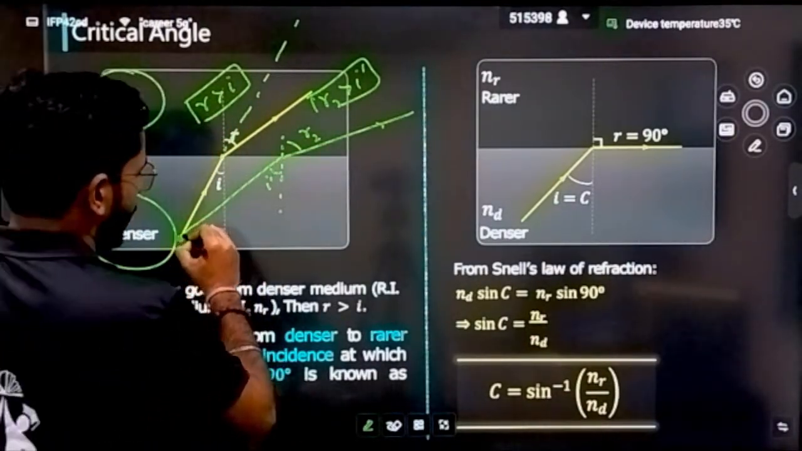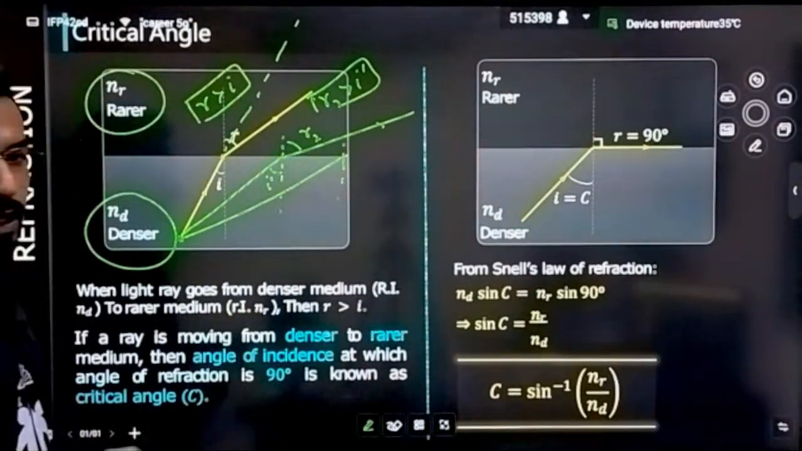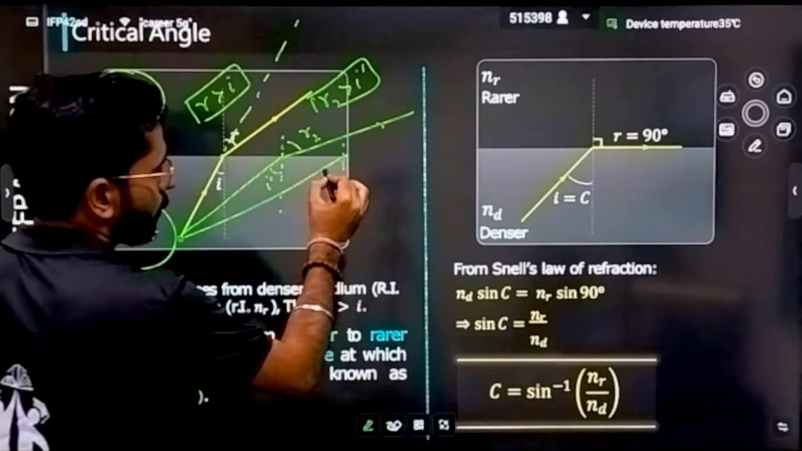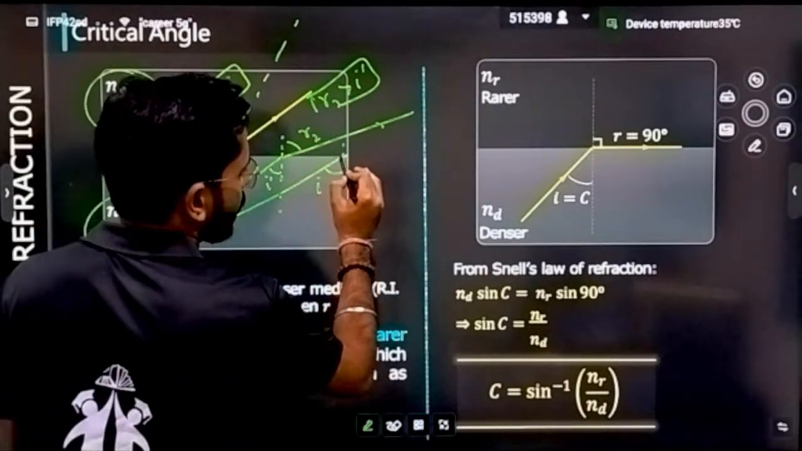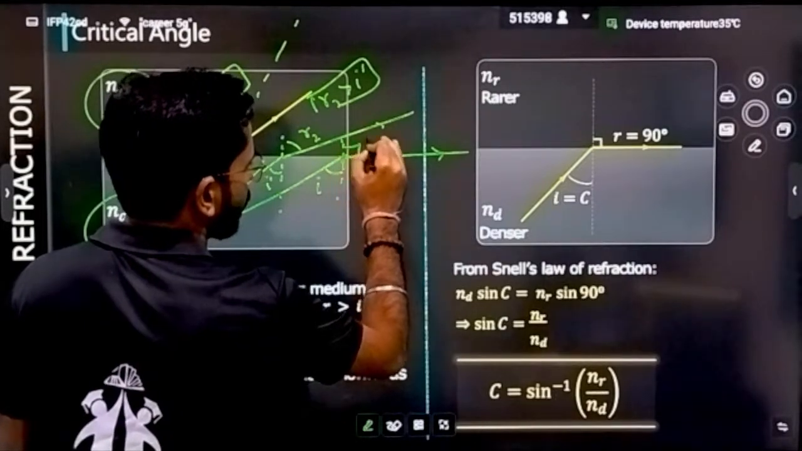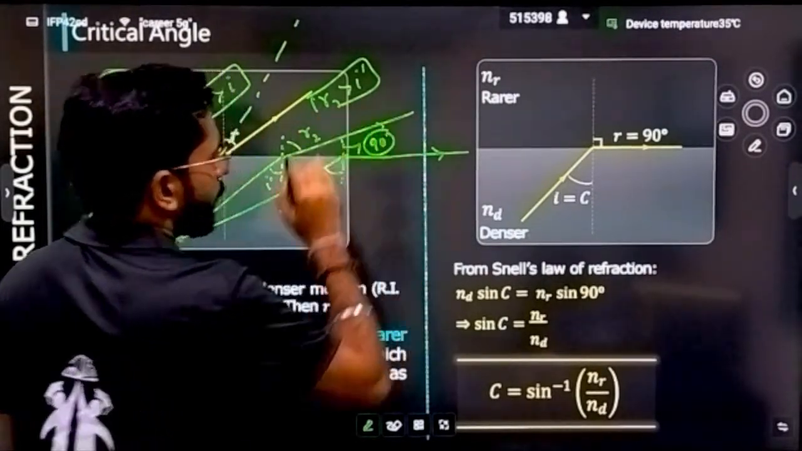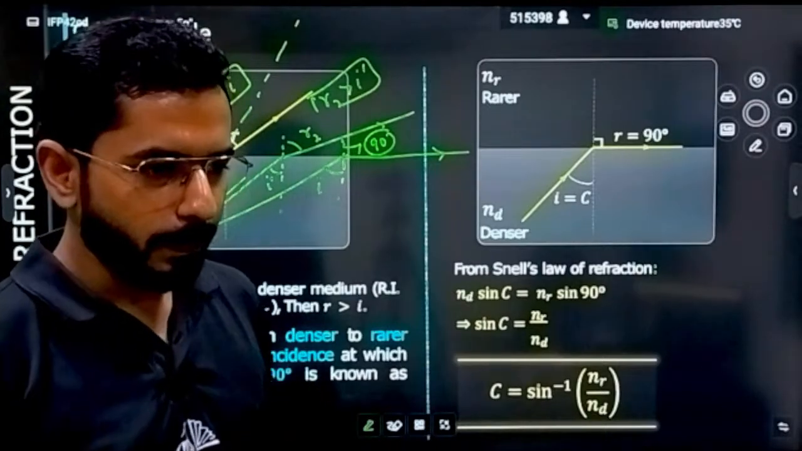Suppose I want to further increase this angle. I will reach a point where this angle of refraction keeps increasing until, at some angle, it becomes perpendicular. It becomes 90 degrees. And this is the critical point for TIR also.